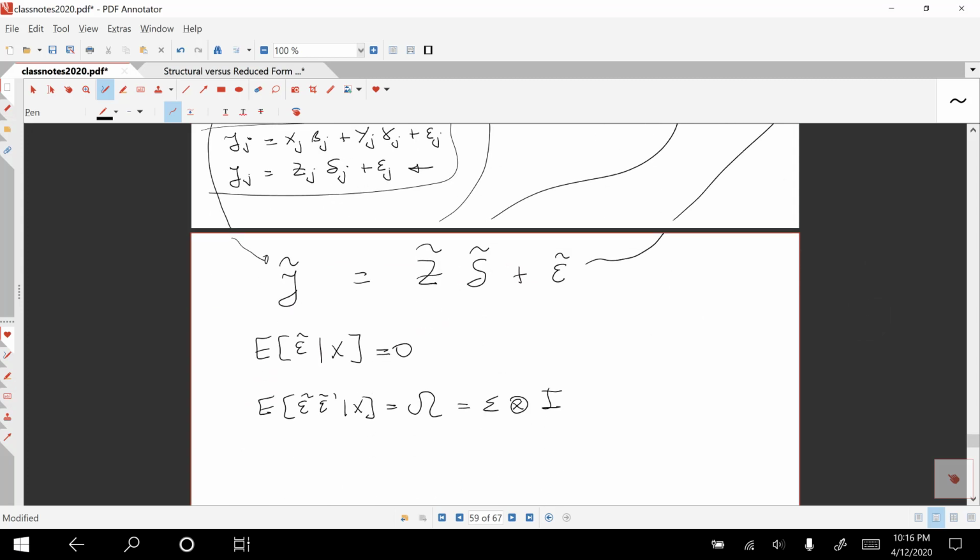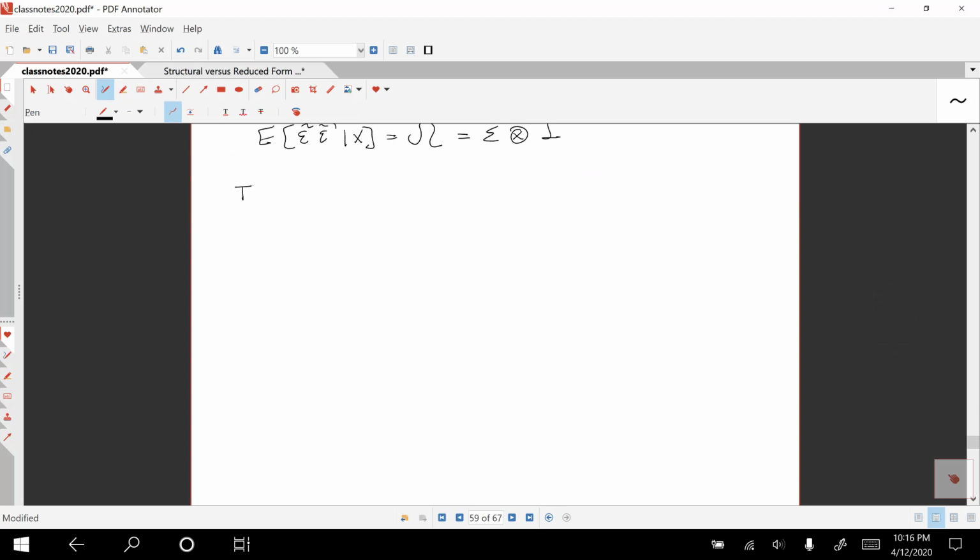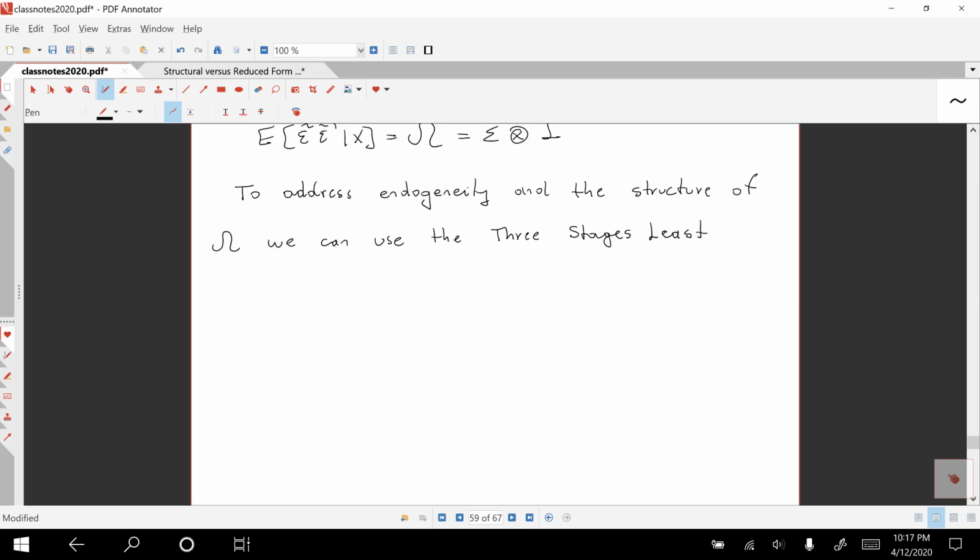So to address these two issues, the issue of endogeneity and also the structure of that omega, which, remember, corresponds to a generalized regression model, we can use what's called the three-stage least squares estimator.